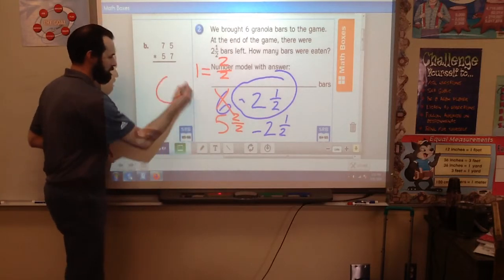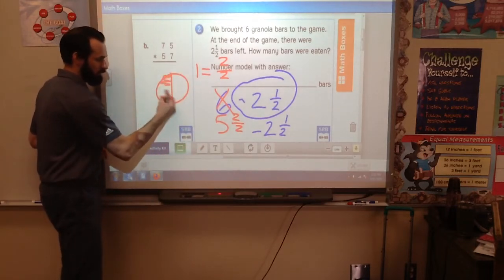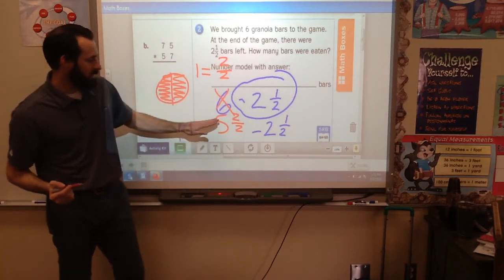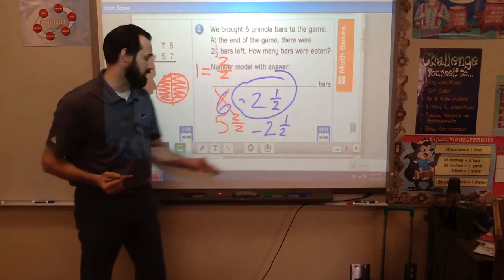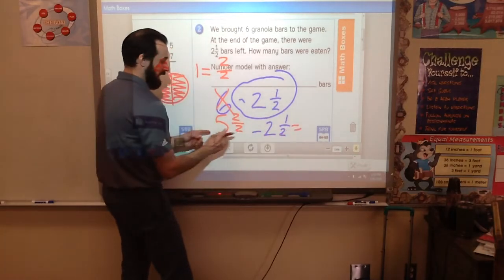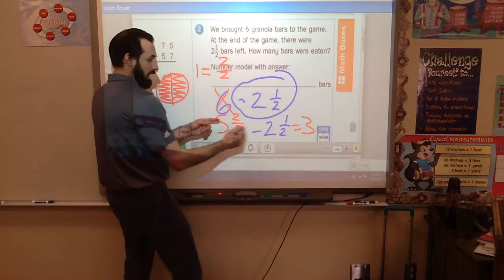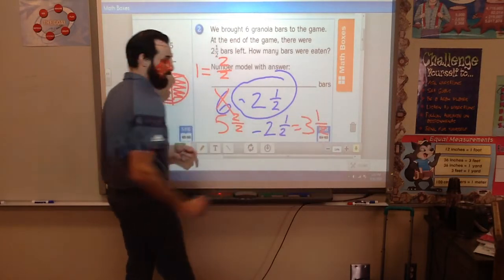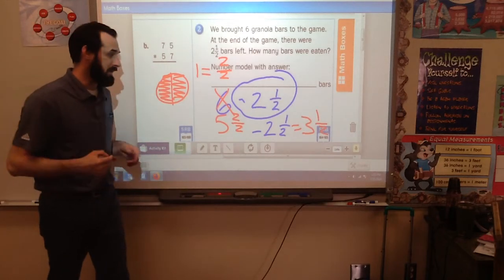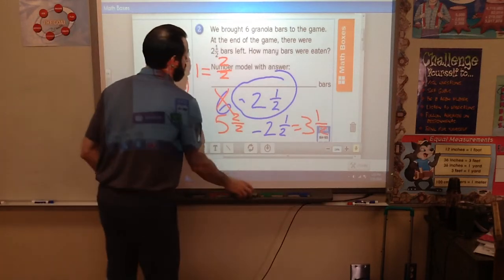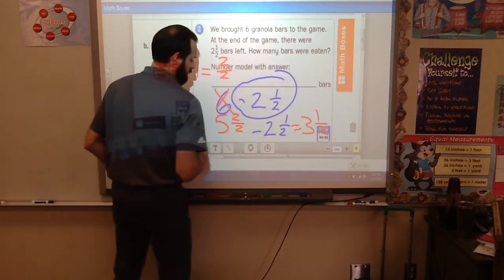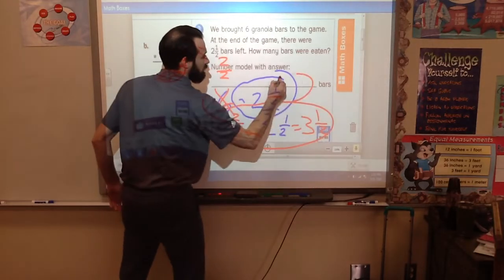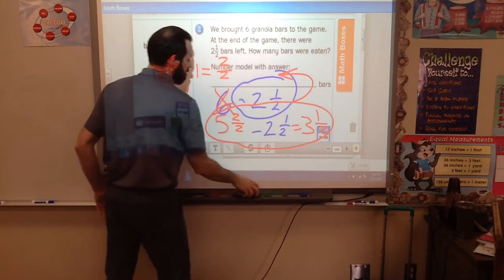2/2 makes a whole. Now you can take whole number minus whole number, fraction minus fraction. 5 minus 2 is 3, and then we're going to have halves. 2 minus 1 is 1. So your answer here should have been 3 1/2 granola bars. And your number model would just be this written in there.